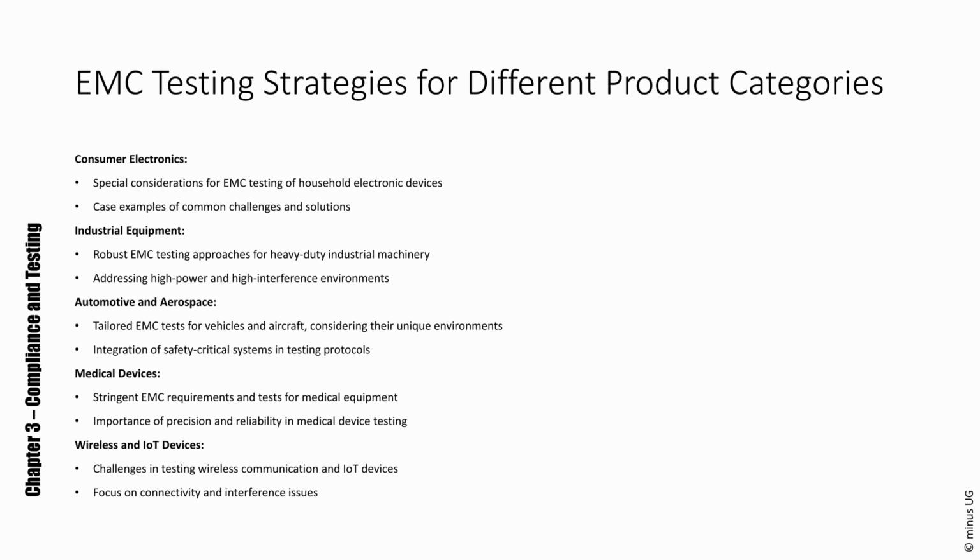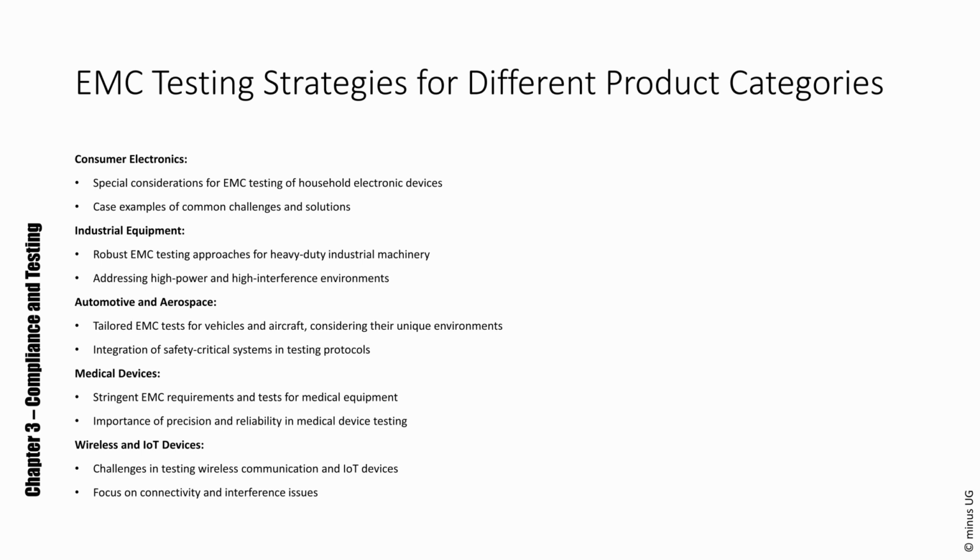Wireless and IoT devices. With the proliferation of wireless communication and IoT devices, the challenges in EMC testing have increased, with a strong focus on connectivity and interference issues. Testing in this domain involves ensuring that devices maintain connectivity and functionality, even in environments with a high density of wireless signals. This includes assessing the performance of IoT devices in smart home scenarios, where numerous devices must operate cohesively without causing or experiencing interference.